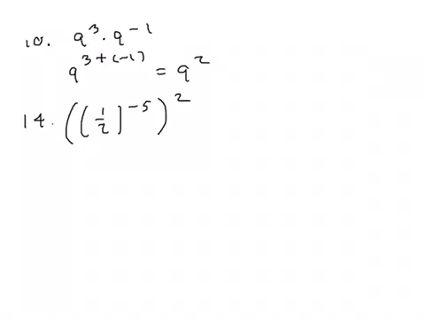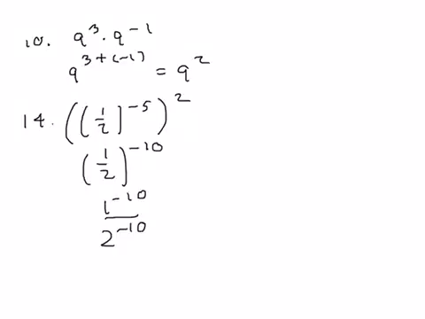So in other words, I get 1/2 to the negative 5 times 2, or negative 10. So that's the power of power property. Next, we're then going to take each of these terms and raise them to the 10th power. Now there's actually two ways to do this, but let's do it this way first.